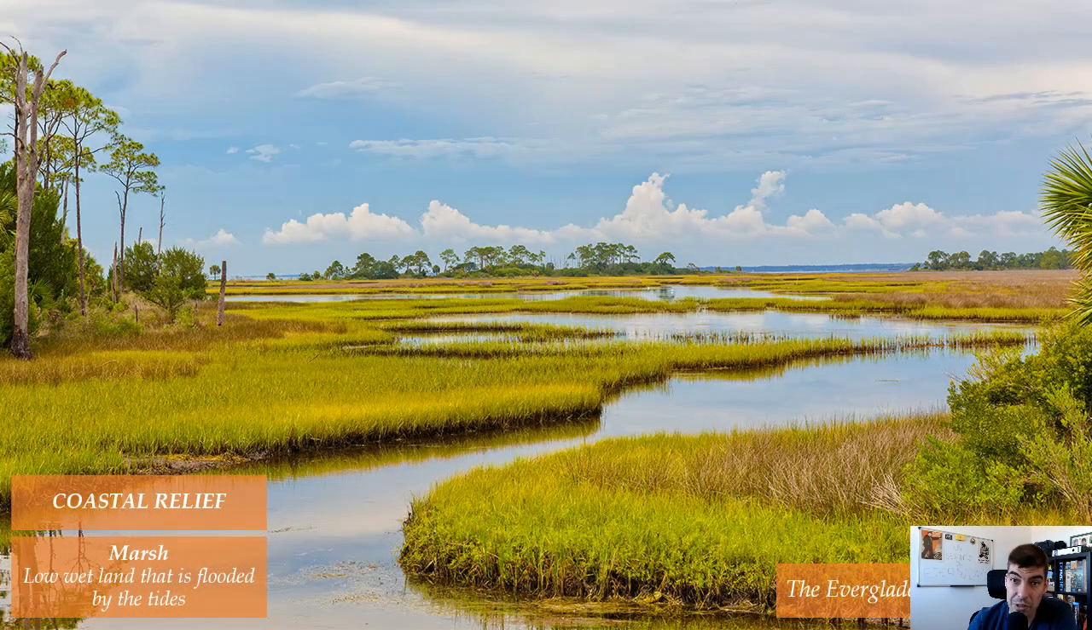A marsh. What is a marsh? Marsh, una marisma o un pantano. It's a low wet land that is flooded by the tides, okay? Here you have the sea, and it's a very depressed area that is flooded, okay? It's covered by water. In this example, this one is the Everglades in the United States, in Florida, but we have a very good example in Spain, which is el Coto de Doñana, en Sevilla, Huelva y Cádiz, I think it's there, okay?